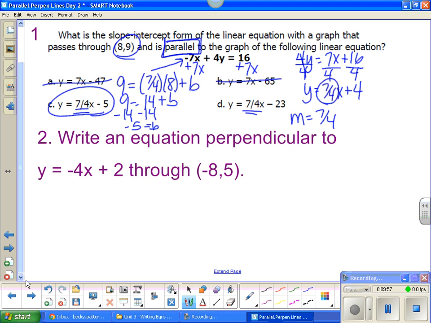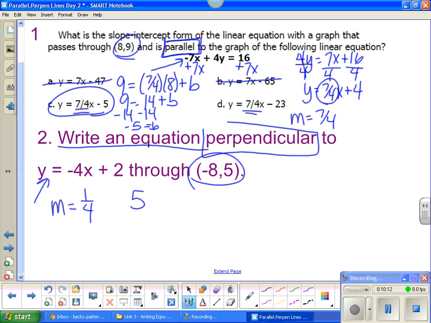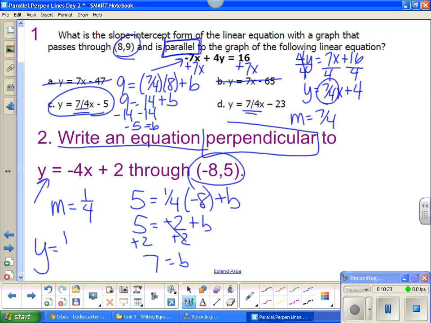Write an equation perpendicular to this. Love it when they're already solved for y. So if I'm perpendicular, then my slope is going to be a positive 1/4. And I go through that point. I need my b because I'm supposed to write the equation. y equals mx plus b. 4 goes into 8, 2. 2 times 1 is 2. But it'd be a negative. So y equals 1/4 x plus 7.